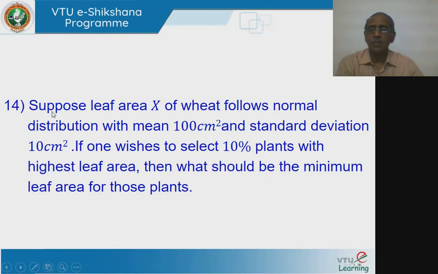Question is, suppose leaf area x of wheat follows normal distribution with mean, so mu is given, and standard deviation 10 cm square, that is sigma is given. If one wishes to select 10% of plants with highest leaf area, then what should be the minimum leaf area for those plants? So here we have to calculate x for a given mu and a sigma. We have to calculate x. And one wishes to select 10% of plants.